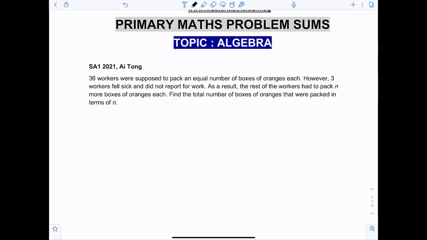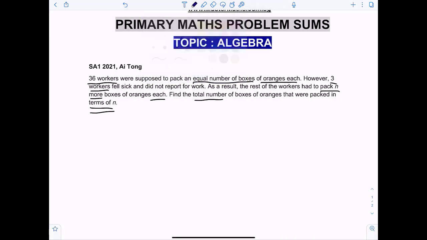36 workers were supposed to pack an equal number of boxes of oranges each. However, 3 workers fell sick and did not report to work. As a result, the rest of the workers had to pack n more boxes of oranges each. Find the total number of boxes of oranges that were packed in terms of n.